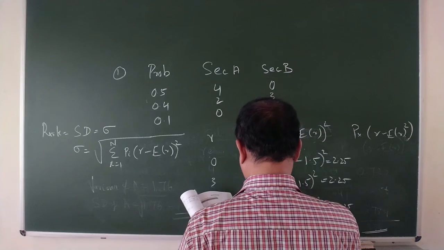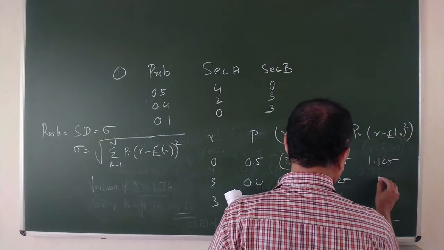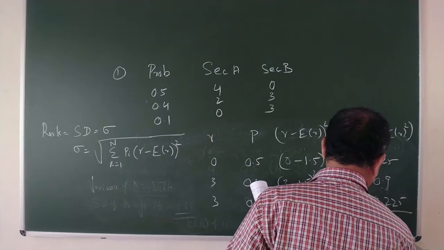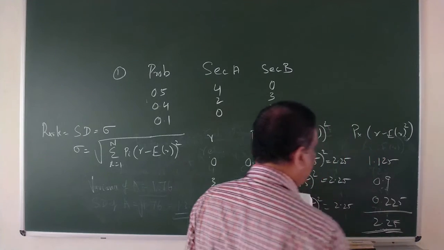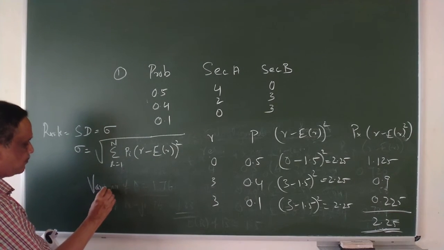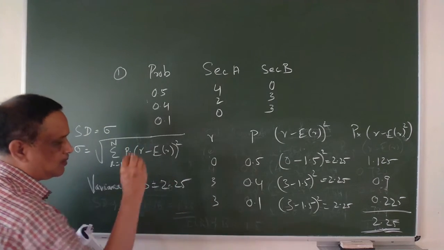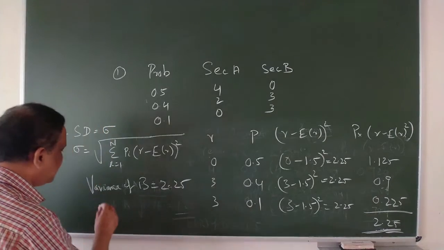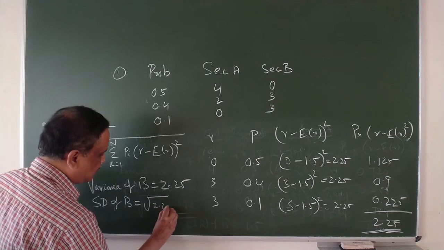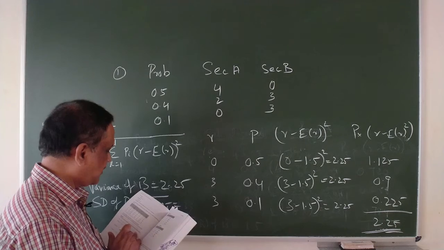You multiply by the probabilities 0.5, 0.4 and 0.1. So this will be 1.125, then 0.9, then 0.225. In total you get 2.25. So the variance of B is 2.25, and the standard deviation of B is the root of 2.25, which is 1.5.